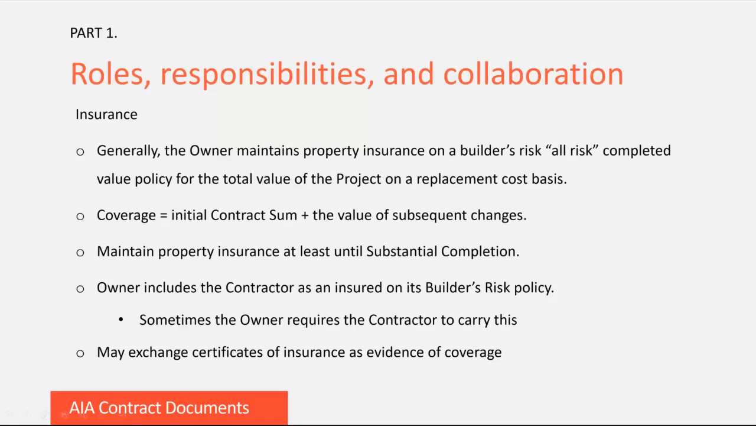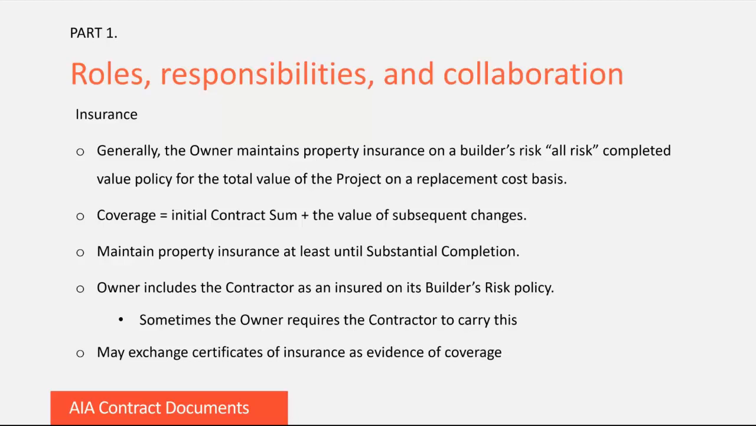When the owner obtains property insurance, it should be on a builder's risk, all risk completed value policy that covers the project on a replacement cost basis. The owner's property insurance coverage should be for the amount of the initial contract sum plus the value of subsequent changes. The owner should maintain property insurance at least until substantial completion. The owner would include the contractor as an insured on its builder's risk policy.